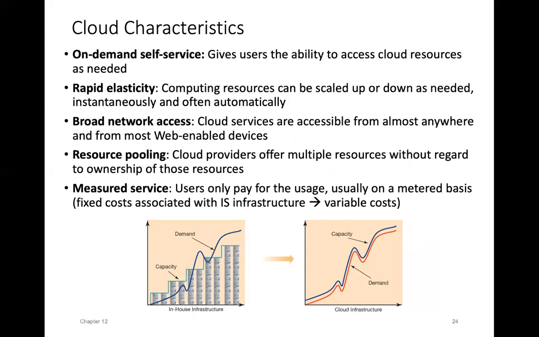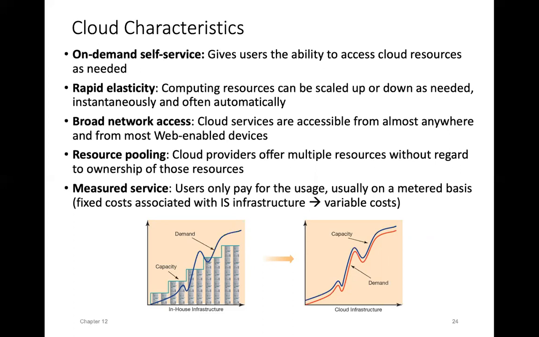The second cloud characteristic is rapid elasticity. Computing resources can be scaled up and, just as importantly, scaled down as needed, instantaneously and often automatically. So if you look at those two graphs down the bottom, if I have in-house infrastructure, as my demand grows, even before my demand begins growing, I'm going to have excess infrastructure which is not being used. It's a cost. It's not bringing me any benefit anywhere above that blue line.